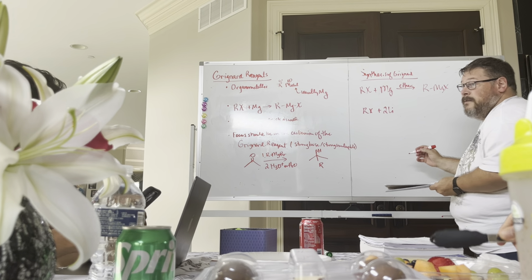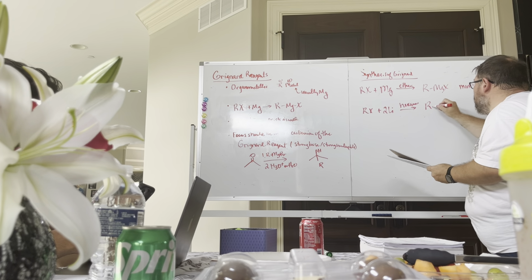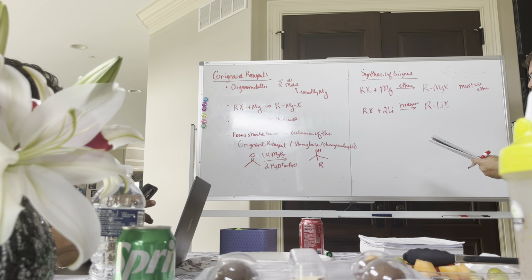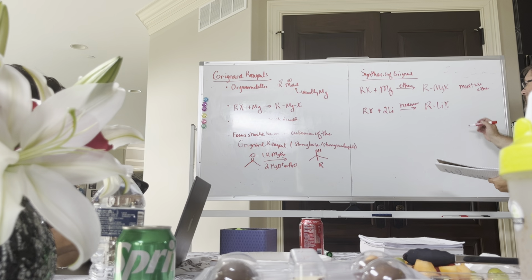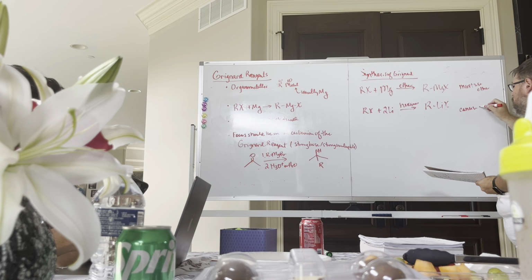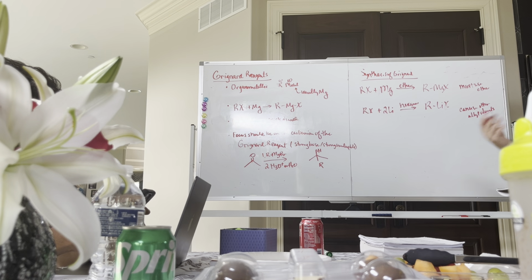If you use lithium instead, with hexanes, you'll get the lithium version. And this is called organolithium. The difference is you have to use ether for the Grignard with magnesium. For this one, you can use other alkyl solvents. So if hexane's not available, you can use octane instead, for example.